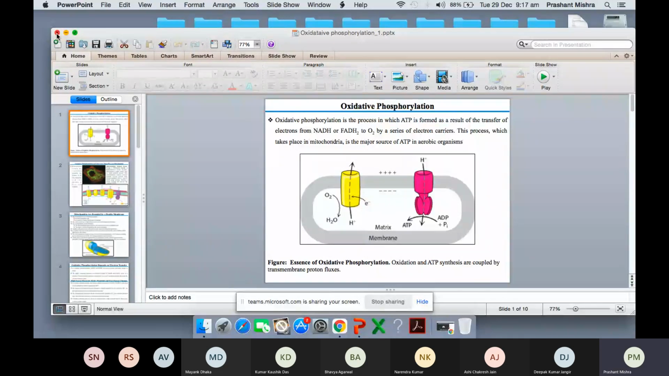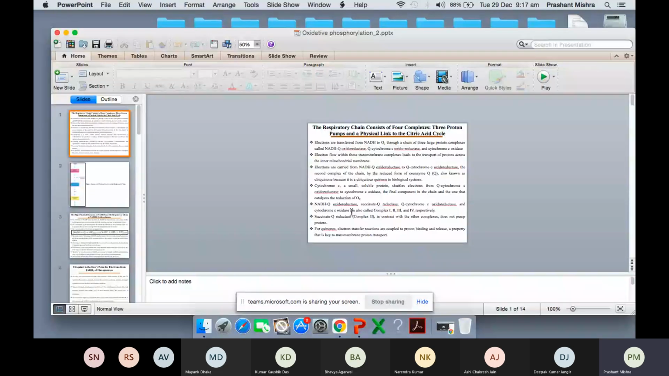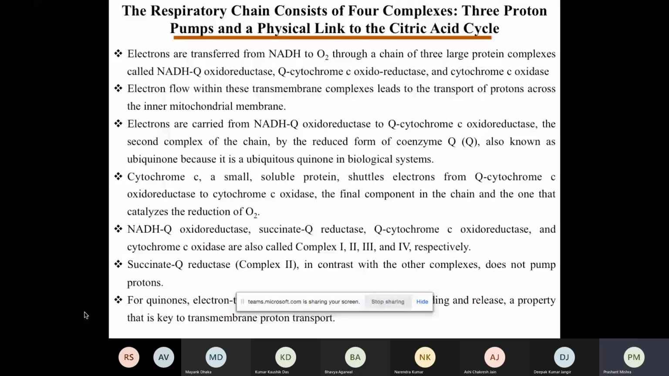So far we have been discussing the concept of how electron is going to flow, flowing from NADH to molecular oxygen. Now we are going to talk about what actually pumps are and how they are flowing. So you find actually that this respiratory chain consists of 4 complexes. What are these 4 complexes?